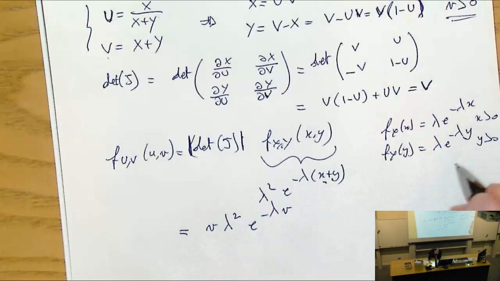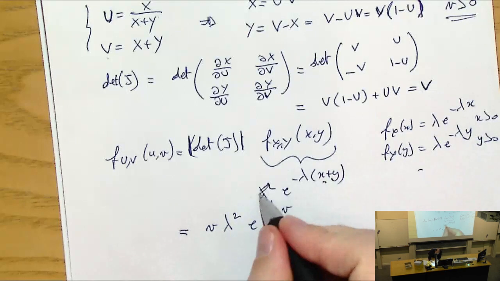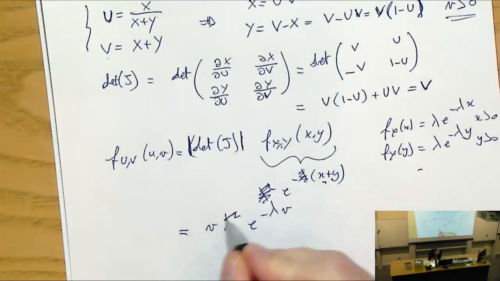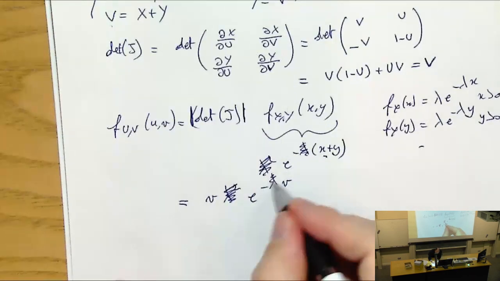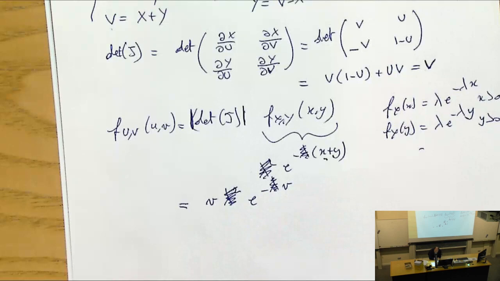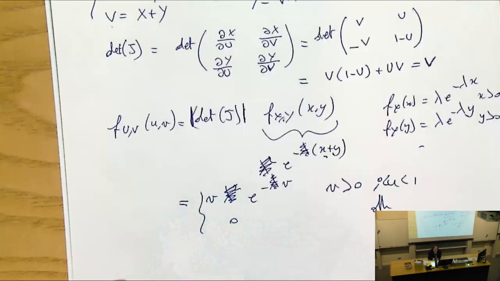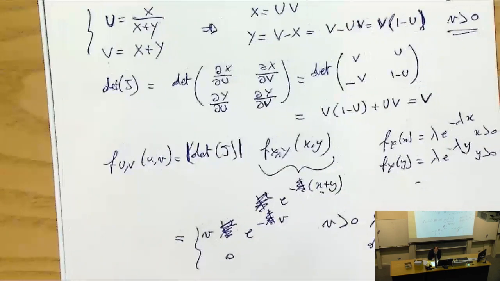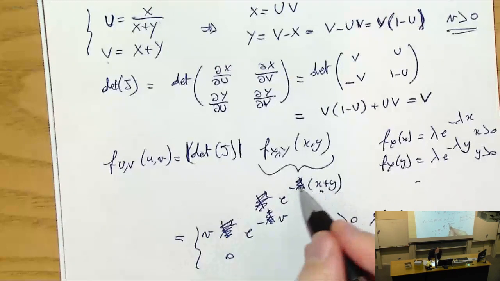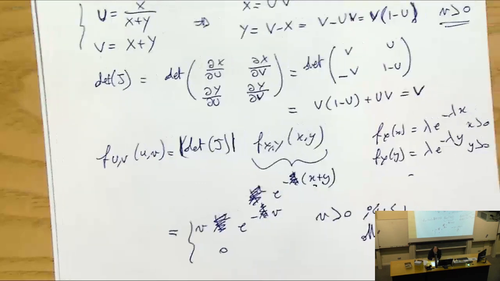Here lambda is equal to 1, so I can remove the lambda and I have v multiplied by exponential of minus v. And that's for v positive and for u between 0 and 1. And otherwise, I have 0. You can do the same for lambda different than 1, and you get a similar expression. You just have the lambda in this relationship.